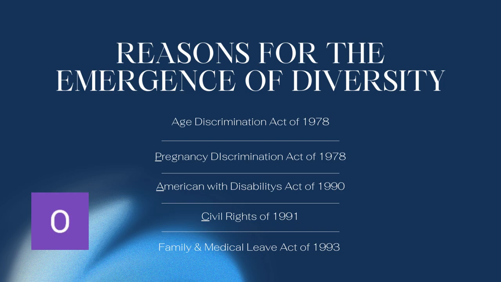Number three, Americans with Disabilities Act of 1990. This law prohibits discrimination against qualified individuals challenged by a disability and requires employers to reasonably accommodate them. Number four, Civil Rights Act of 1991. This law refined the 1964 Act, and the reinstated burden of proof falls on employers to eliminate discrimination and ensure equal opportunity in employment to employees.